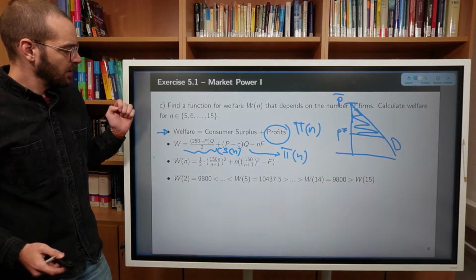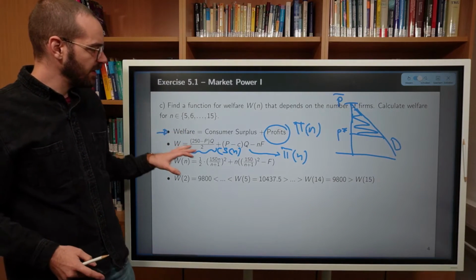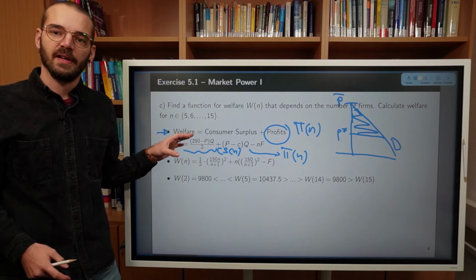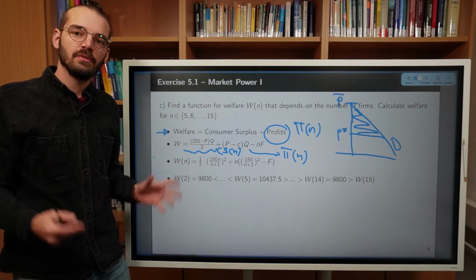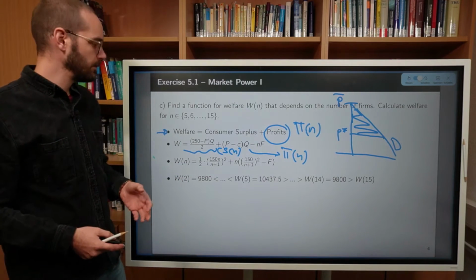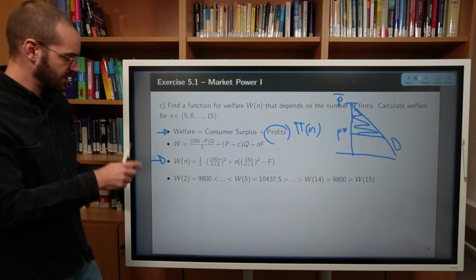Right, so yeah, and with this, by adding up the consumer surplus as a function of n and the profits as a function of n, we of course have an expression for the welfare as a function of n. All right, and this is what is written in this slide, in this line.